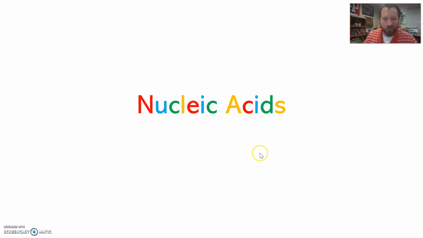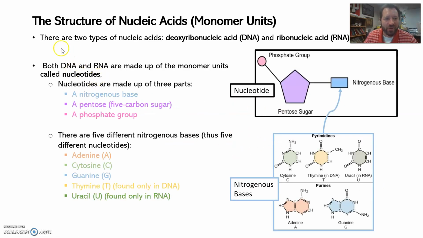Today we'll be taking a look at our third of the macromolecule groups, nucleic acids. All right, so starting off, there are two types of nucleic acids. There's the very famous deoxyribonucleic acid, otherwise known as DNA, and then the not quite as famous, but still very famous, ribonucleic acid, known as RNA.